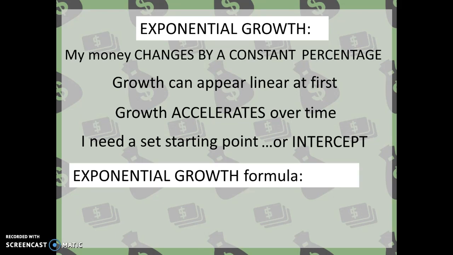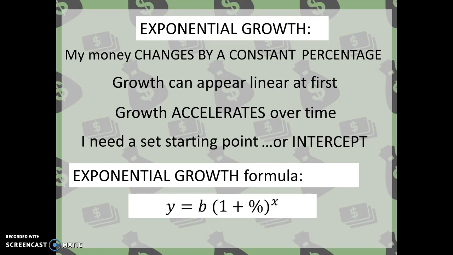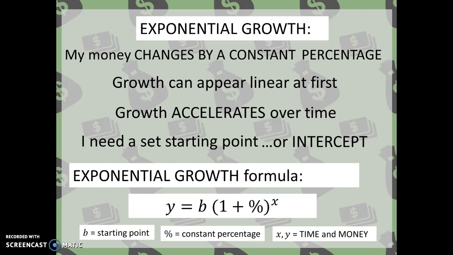And we can put it all together. There's a lot of information on the screen right now. I understand that, but mathematically, let's tie it together with a formula right there. Y equals B times, parentheses, 1 plus percent, to the power X. Okay, what do all those things mean? B is that starting point we were talking about. How much money do I put into the bank? The percent is the constant percentage, and the X and the Y stand for my time and my money. And of course, both of those change over time.